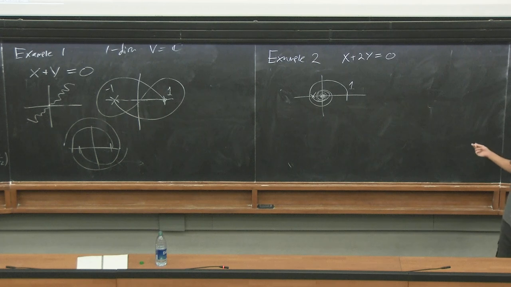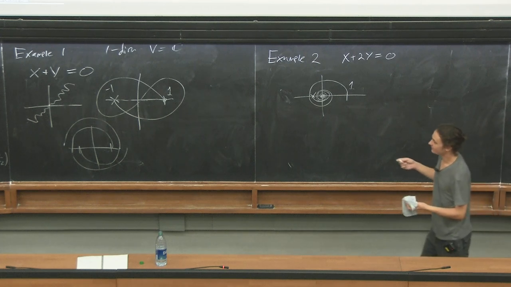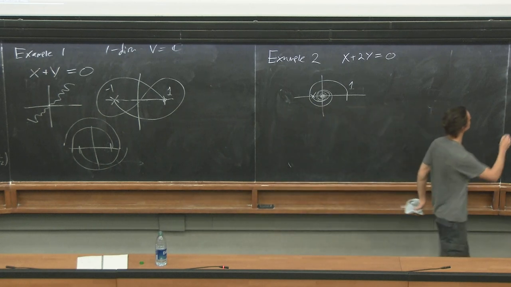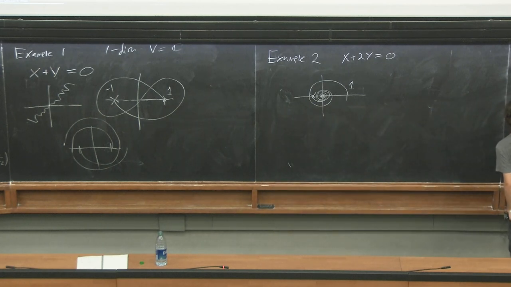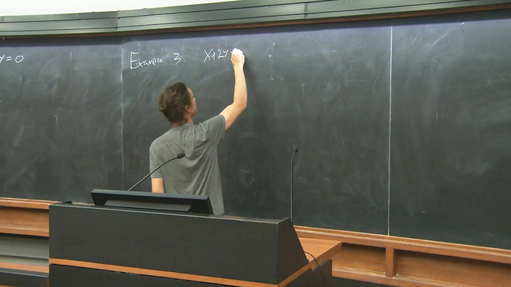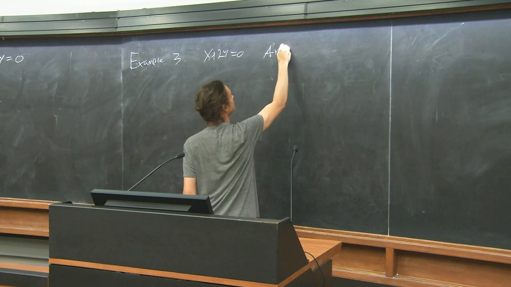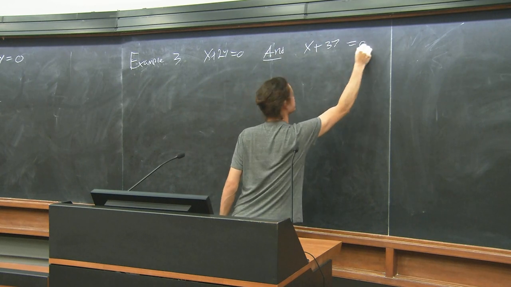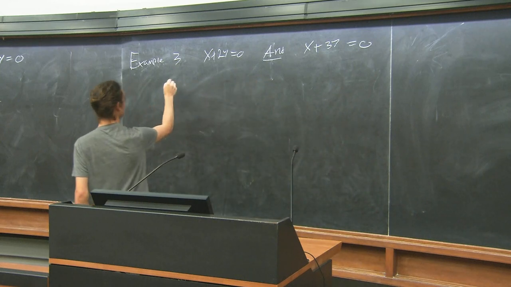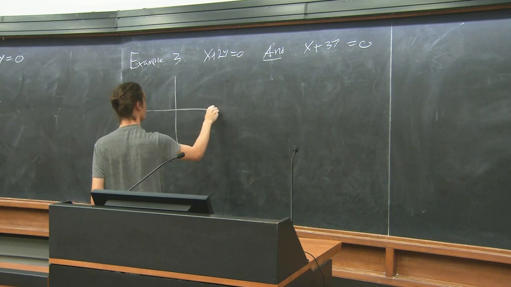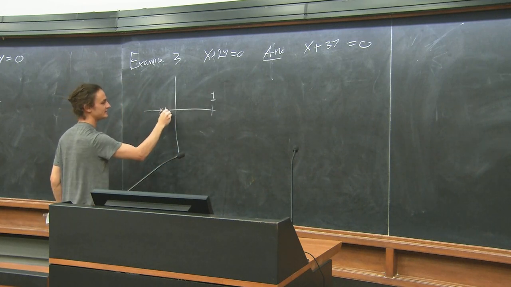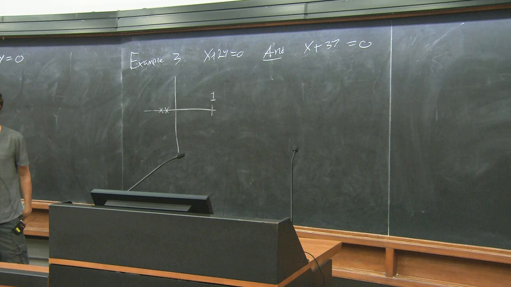So this is already a little bit interesting, but in my definition, I had multiple relations. So let's see what happens when I have multiple relations. We have the relation x plus 2y equals 0, and we have the relation x plus 3y equals 0. So in this case, we start at 1, right? And we have to avoid negative 1/2 and negative 1/3, right?